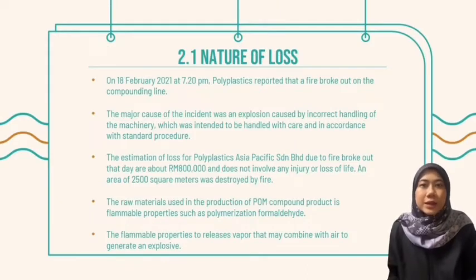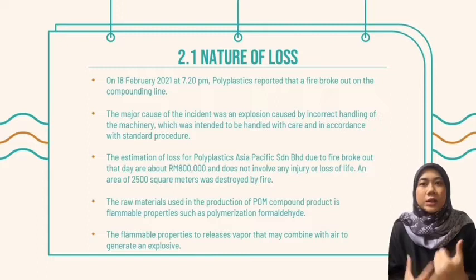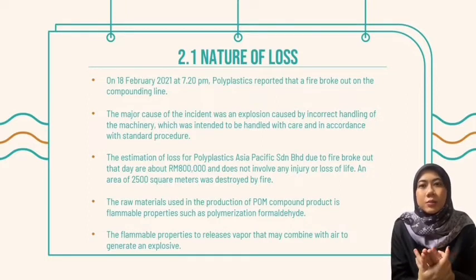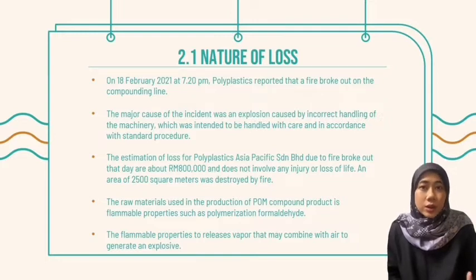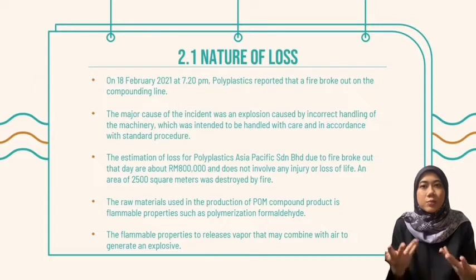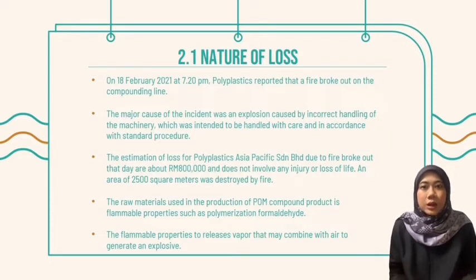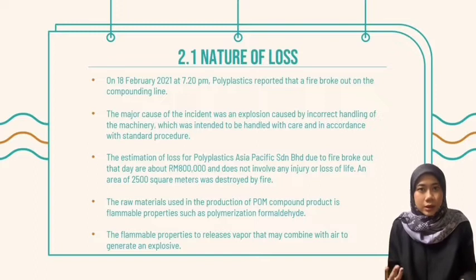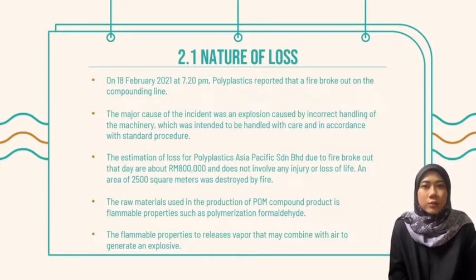Nature of loss. Polyplastics Asia Pacific Sdn Bhd is a manufacturer of synthetic resins, plastic materials, and non-vulcanizable elastomers. On 18 February 2021 at 7:20 p.m., Polyplastic reported that a fire broke out on the compounding line. The major cause of the incident was an explosion caused by incorrect handling of the machinery, which was intended to be handled with care and in accordance with standard procedure. The operation of the POM polymer line, which is separate from the compound line, was unaffected. The estimated loss due to the fire that day is about 800,000 ringgit, and it did not involve any injury or loss of life.